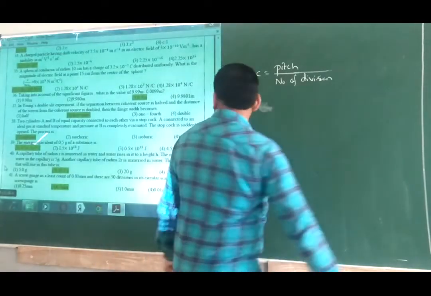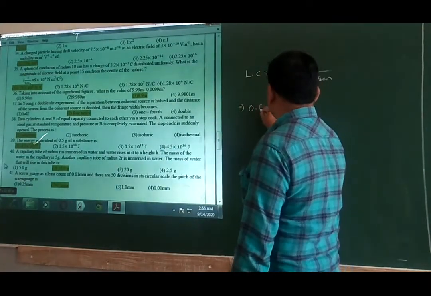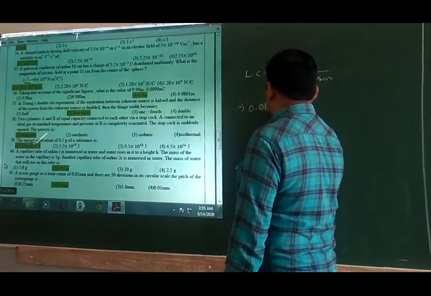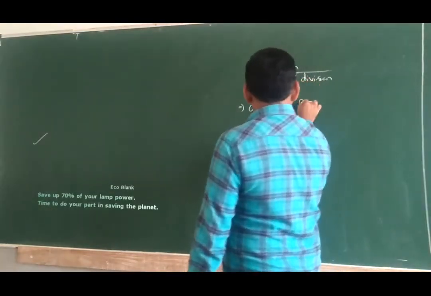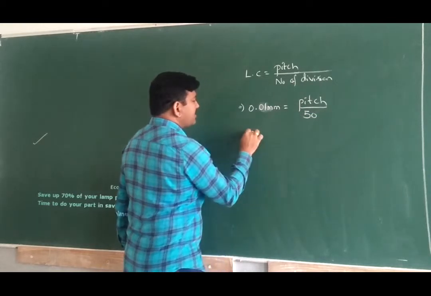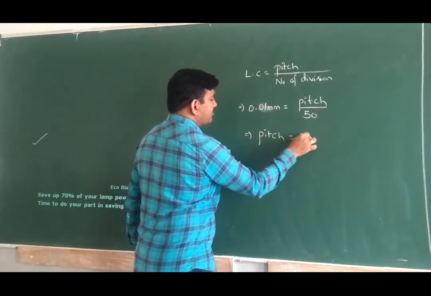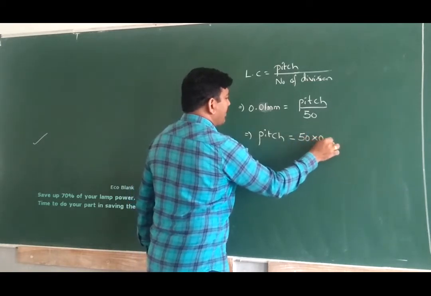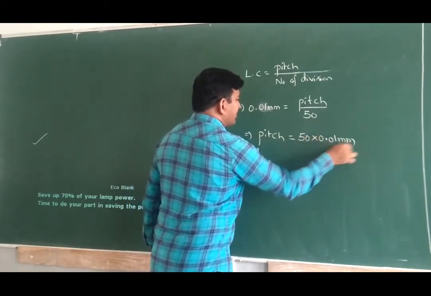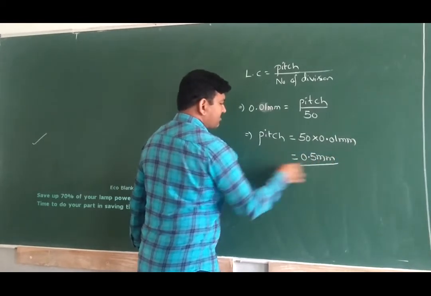So let us see what value they have given. It is a screw gauge, therefore they have given 0.01 millimeter. Okay, look here. Pitch is the question. Number of divisions is given as 50. So pitch is equal to 50 into 0.01 mm, which is equal to 0.5 millimeter. This is the pitch of this screw gauge.